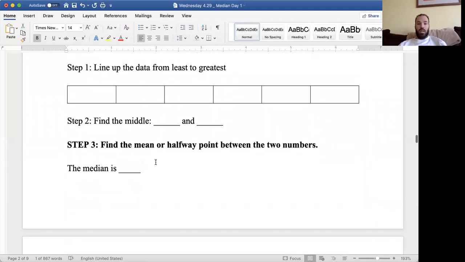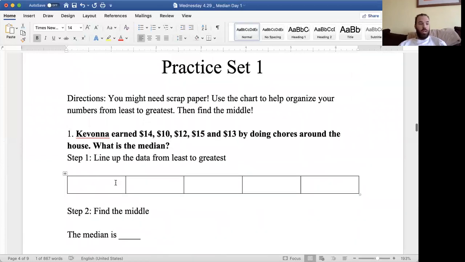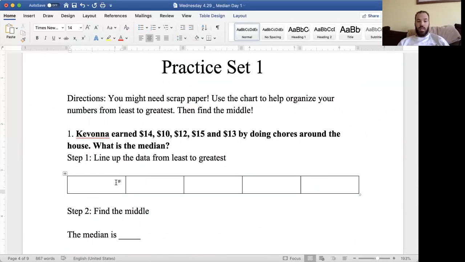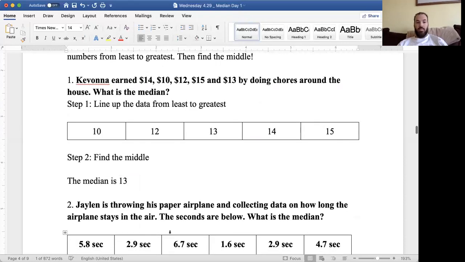Okay, let's look at the first one. First thing you should have done is line them up from least to greatest. 10, 12, 13, 14, 15. The middle is right here, 13, so the median should have been 13.